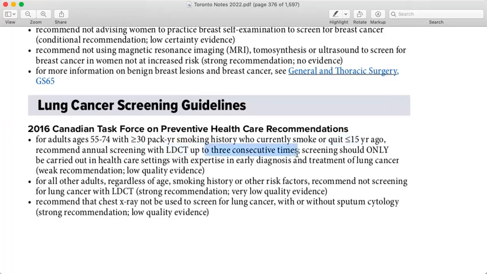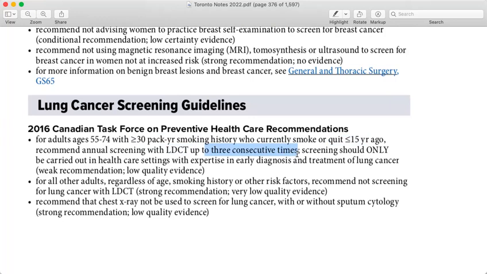3 consecutive times. Like if you do it one time, then next year you do it again, and in the next year you do it again, if in those 3 consecutive years it's negative, then you are going to stop it. If even in one time you find some suspicious nodule, you are going to keep on doing LDCT.